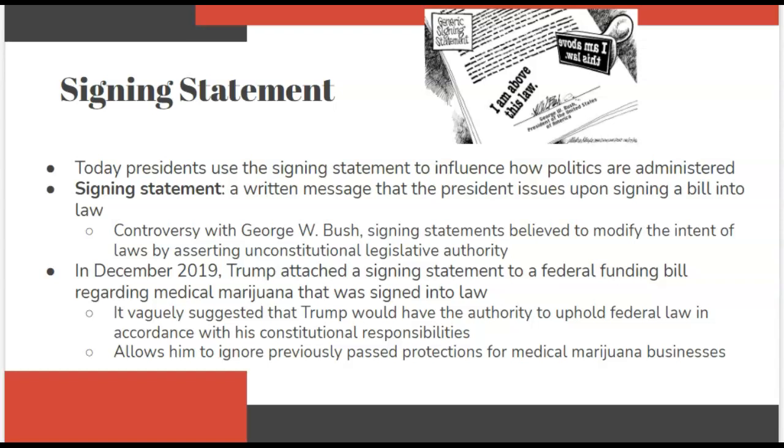When a president signs a bill into law, they also issue that with a signing statement. So today, presidents use the signing statement to influence how policies are administered. In this signing statement, it's a written message that the president issues upon signing a bill into law. That could be really controversial. Sometimes these signing statements might come with terms or conditions, or may even reshape how a bill ought to be interpreted or understood.